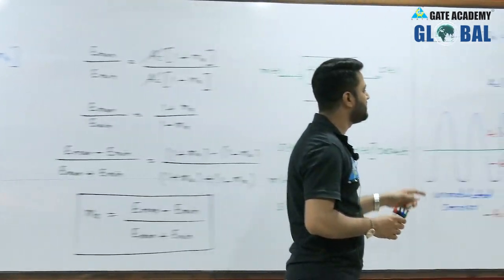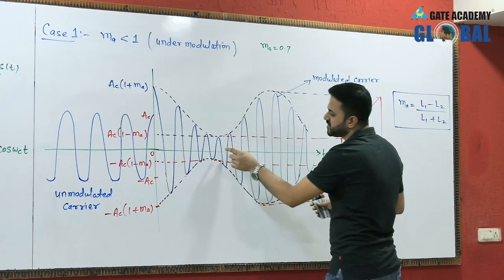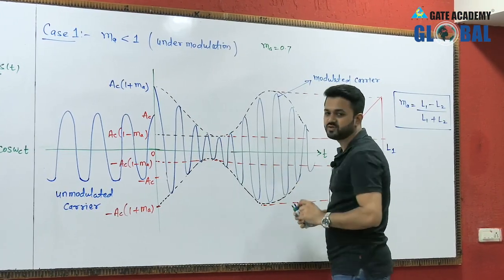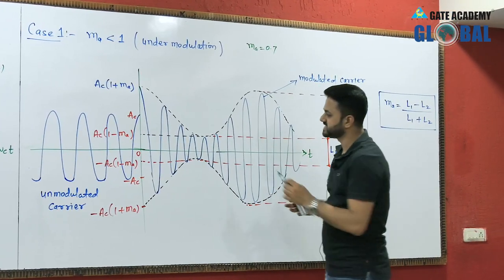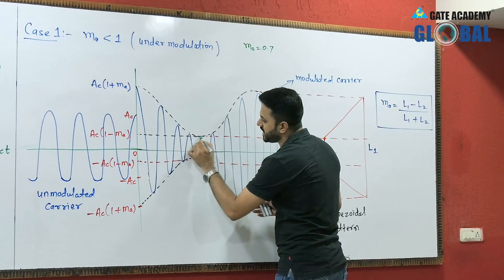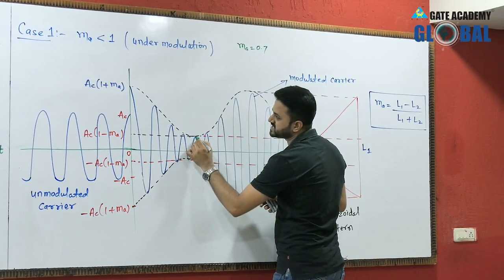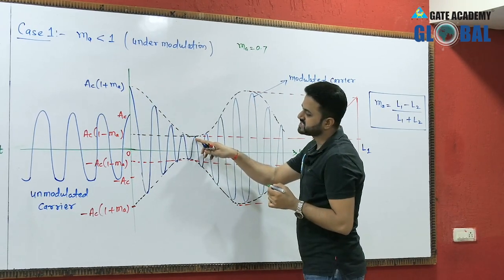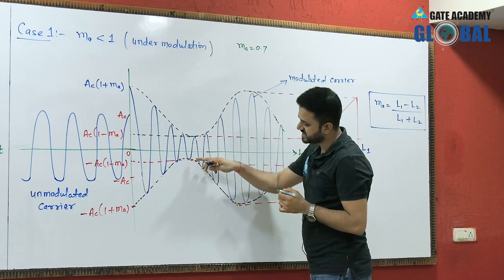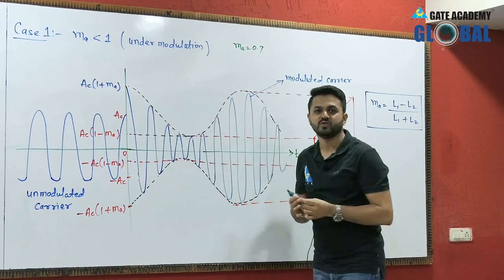That's why this minimum value is not crossing the zero line, because it should have some positive value, which in the present case is equal to 0.3 AC. So if I consider MA equal to 0.7, then this value is 0.3 times AC and this value is 1.7 AC. So this is a positive value, and that's why we have drawn this minimum envelope above the origin, above the zero.